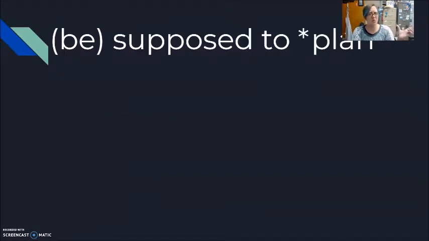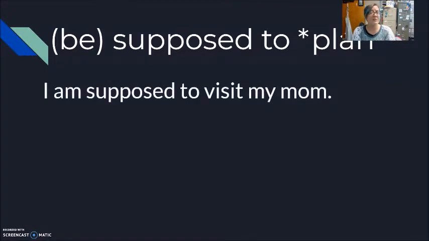When we see suppose with verb be, the verb be supposed to, I'm using this for a plan. A future plan or a plan for right now. It means that somebody else thinks I'm going to do it. So I am supposed to visit my mom. It has a feeling of, this is the plan. Somebody else thinks I will visit my mom.